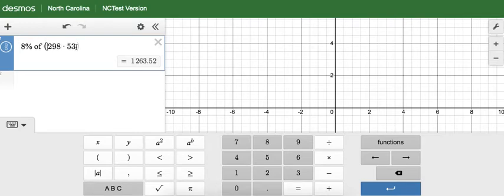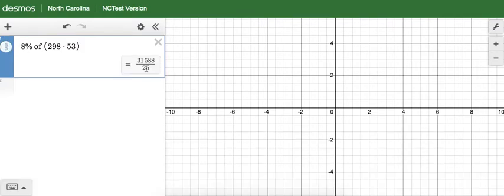Using parentheses is helpful, but it's not always required in Desmos. Again, we have this fraction. We can click it and see what that is in fraction form. It always gives it to us in the simplified version.